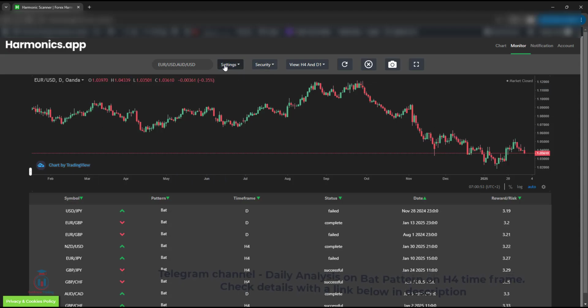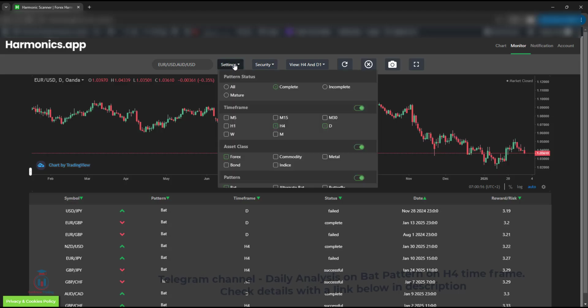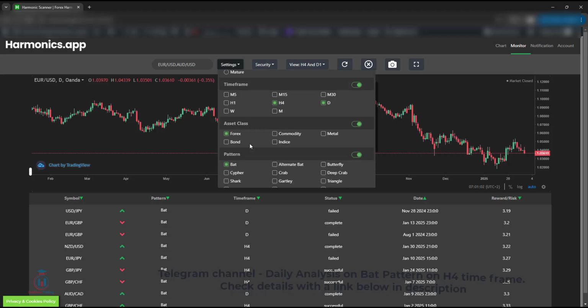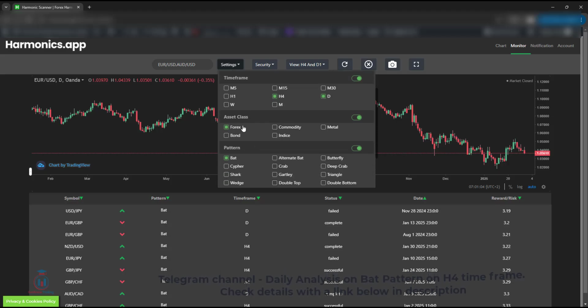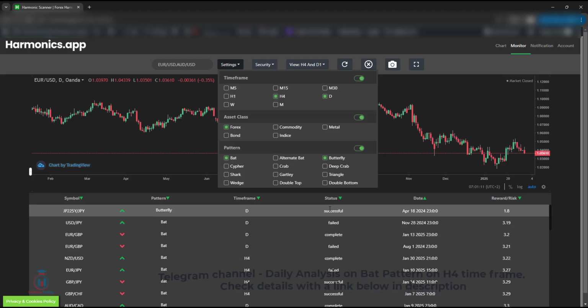First of all, here inside the settings and the security, you can make a filter for which time frame you would like to track. I have set the 4-hour time frame and the daily time frame, and you also have asset classes which you would like to follow. Then you have patterns that you can select simply by clicking on them. This table will populate with them.